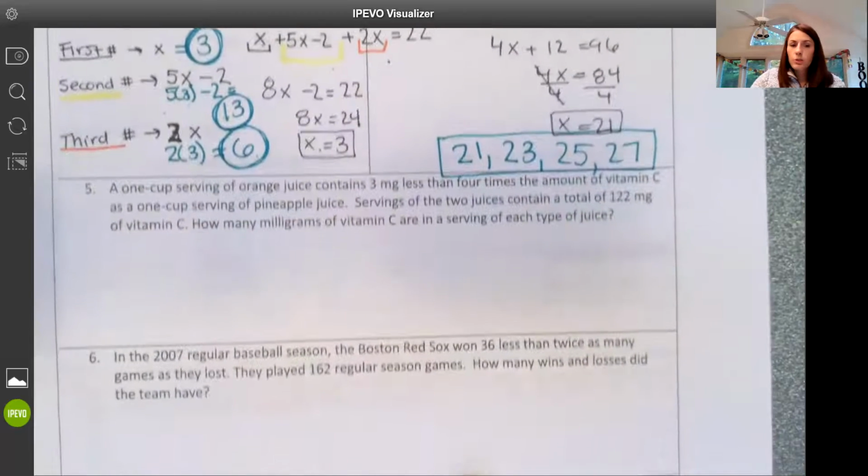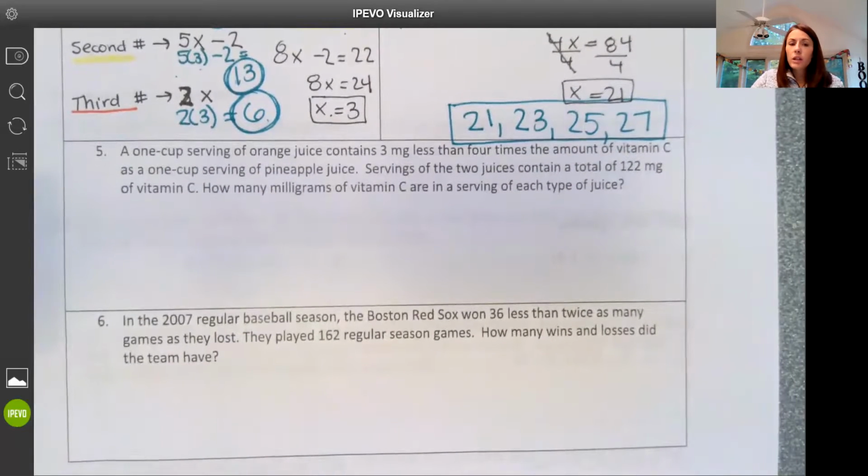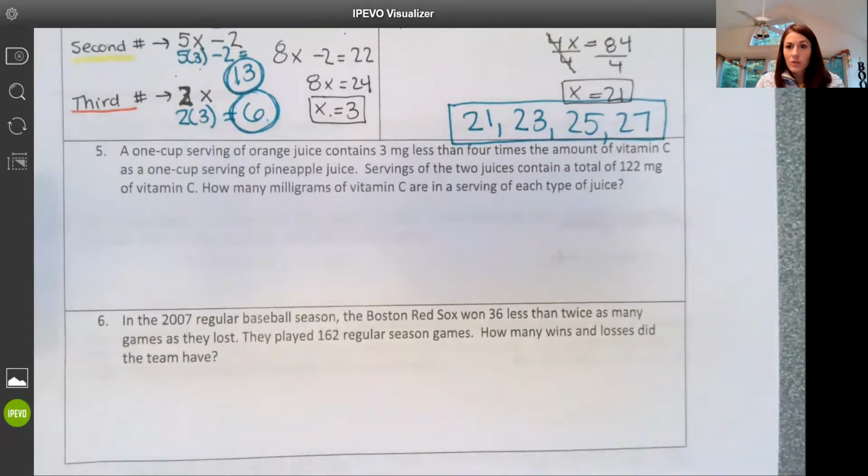Orange juice and pineapple juice. So it says a 1 cup serving of orange juice contains 3 milligrams less than 4 times the amount of vitamin C in a 1 cup serving of pineapple juice. That is a mouthful. It's a lot of things in one sentence. The servings of the two juices contain a total of 122 milligrams of vitamin C. How many milligrams are in each type of juice?